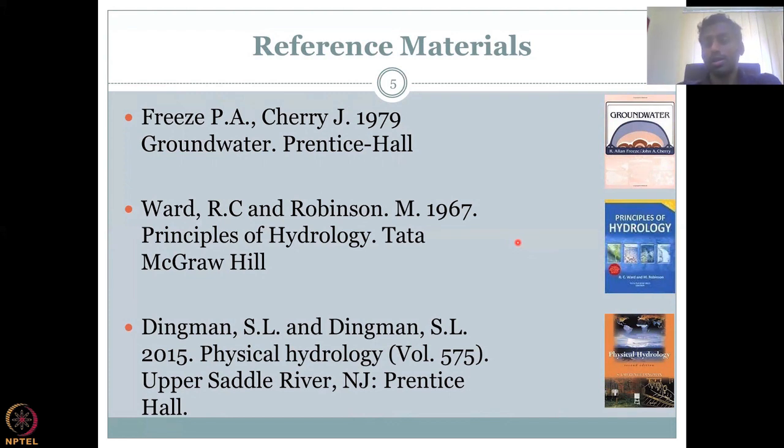Then because we are discussing groundwater, there are some surface water and overall hydrological components we need to be very knowledgeable about. So for that, we have the Principles of Hydrology book by Ward and Robinson, where you get the understanding of the basic hydrology. Then we also have the Physical Hydrology book by Dingman. And these books, even though they're old, people might think outdated, it's not the case, because the principles and fundamentals of hydrology and groundwater are the same. The physics, the science is the same. Maybe the management, etc., would change.